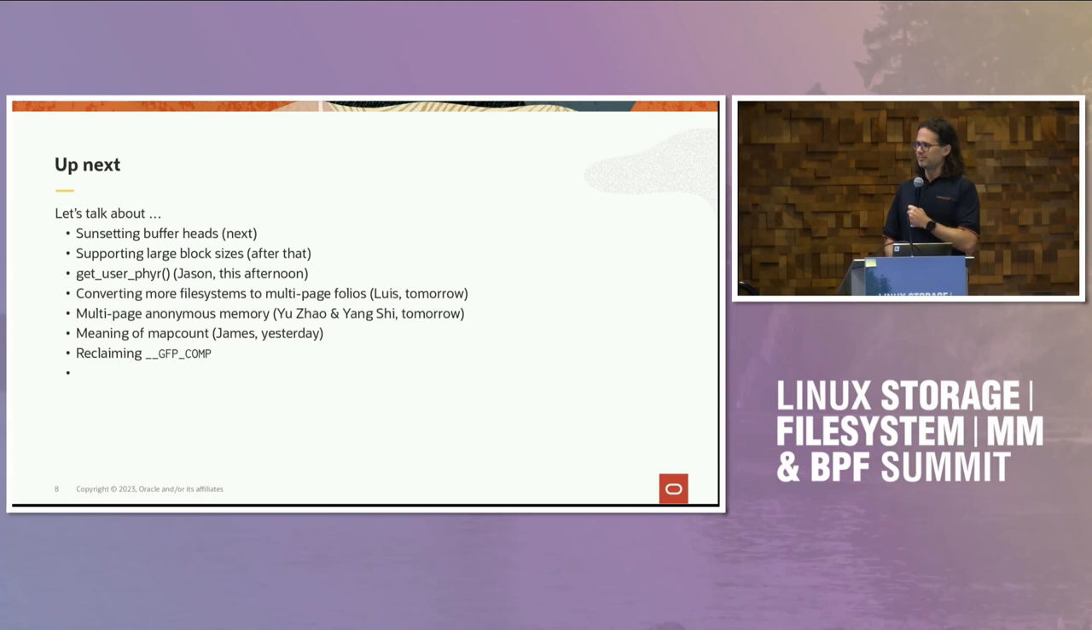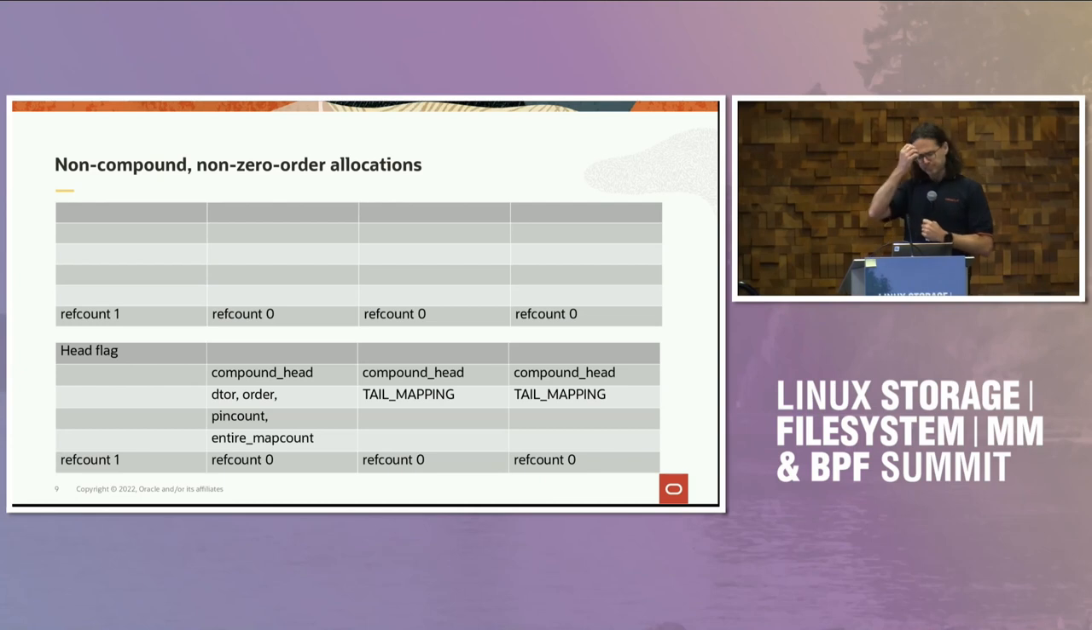And then, just for Mike, Mike pointed out yesterday that we have a shortage of GFP flags and blamed me for it. So I thought I'd help out by talking about how we could get one of them back, and that is to reclaim the comp bit. So the MM people are probably at this point thinking, why do you need to explain this? And the file system people are all thinking, what on earth is this? So bear with me.